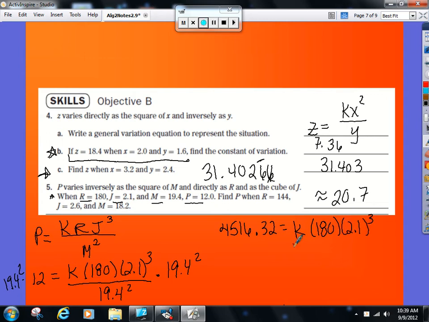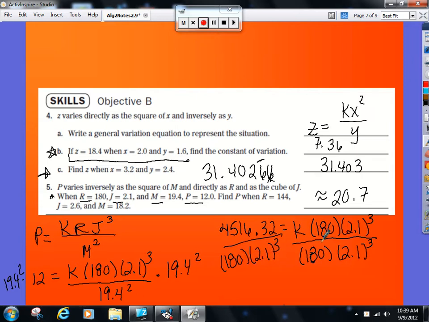Okay, so I'm going to get k by itself. When you do this, guys, you're going to make a mistake here. I really hope you don't. But this is going to give you some issues when you plug this in your calculator if you're not careful. Okay, divide both sides by 180 times 2.1 to the third.